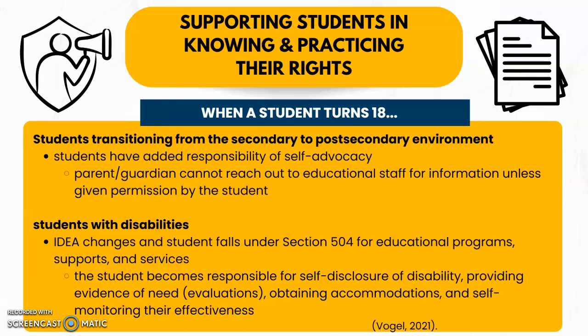So the student then again is becoming responsible for self-disclosure of their disability, providing evidence of their needs based on evaluations, obtaining their own accommodations, and then self-monitoring their effectiveness. So when we think about FERPA as it pertains to our secondary students who are looking to transition or who are soon to be turning 18, ensuring that we're supporting them and understanding their rights and responsibilities as their own advocates of their educational decisions is a very important piece of FERPA as well.